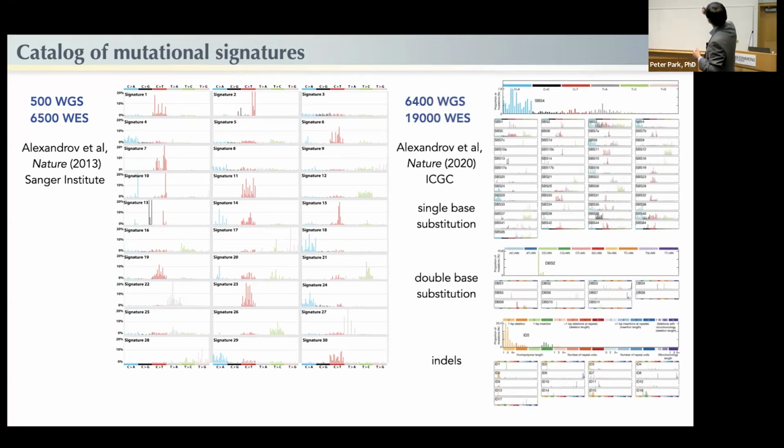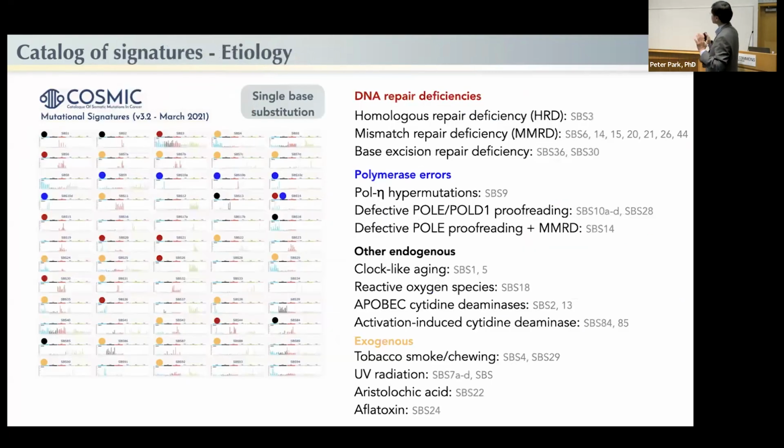Since then, there's another version, 6,400 whole genomes and 19,000 exomes. You get another catalog, and you can actually do this with double base substitutions, indels, and then more recently, just in the past couple of years, copy number and structure variations. Right now, there is a database called COSMIC that you can go to, and there are dozens of signatures, and now we're trying to figure out what each signature means.